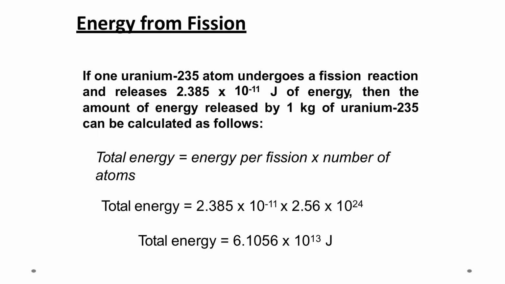So, energy per fission, as we have seen in the previous slide, is 2.385 into 10 to the power of minus 11 into 2.56 into 10 to the power of 24. The total energy is 6.1056 into 10 to the power of 13 joule.